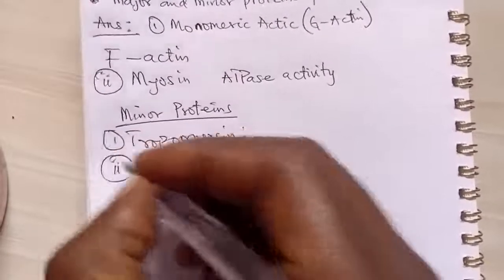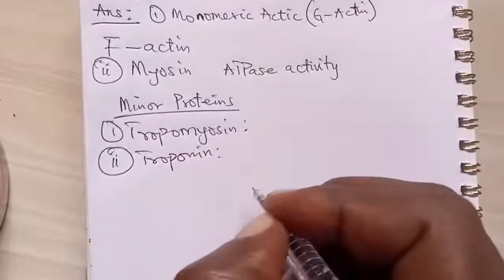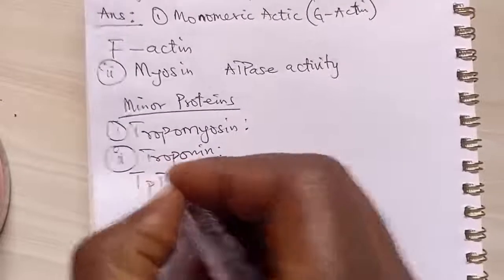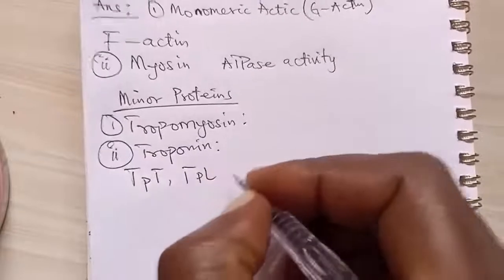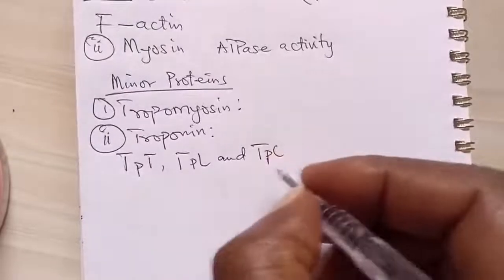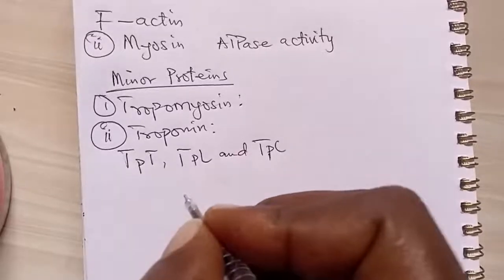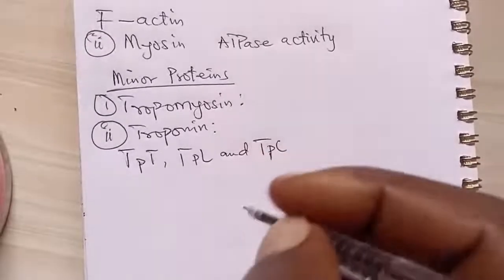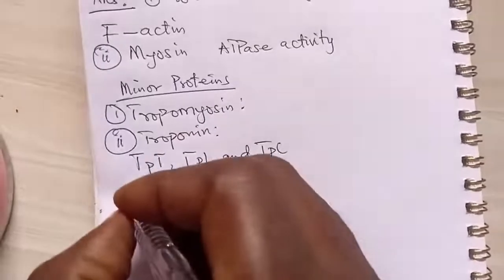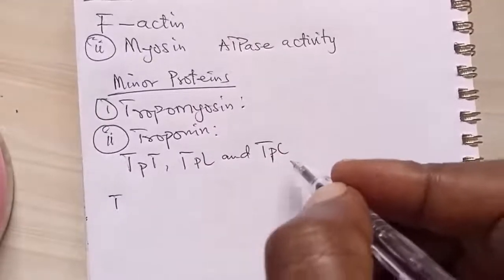The second one is the troponin. The troponin system is made up of three distinct proteins, designated TpT, TpI, and TpC. It's unique to all striated muscles. TpT specifically binds to the tropomyosin helix as well as the other two components of the troponin system, the TpI and the TpC. The TpC is a calcium binding protein.